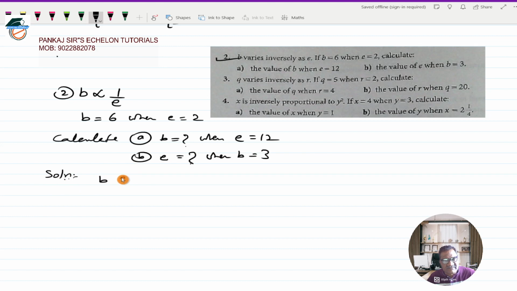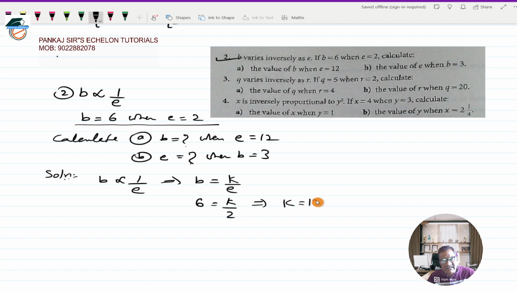First let me write b is inversely proportional to e, which implies that b is equal to k upon e. I have removed the proportionality sign and put a constant in. Now I'm going to use this: b is 6 and e is 2. So can I write 6 is equal to k upon 2? This will give me k is equal to 6 2s are 12. So this is how I get the value of k.